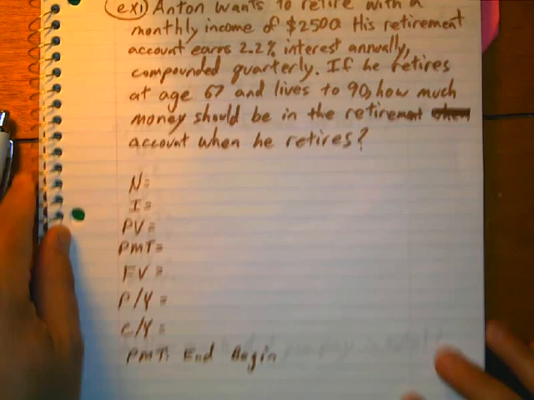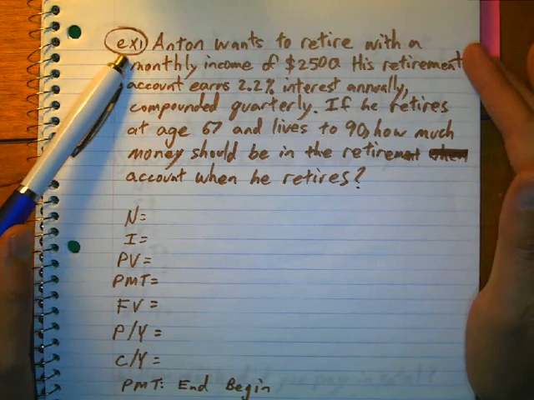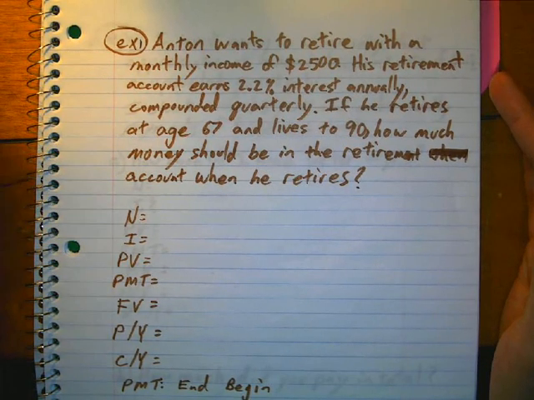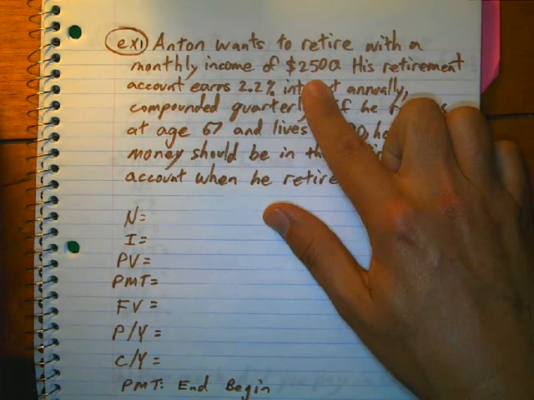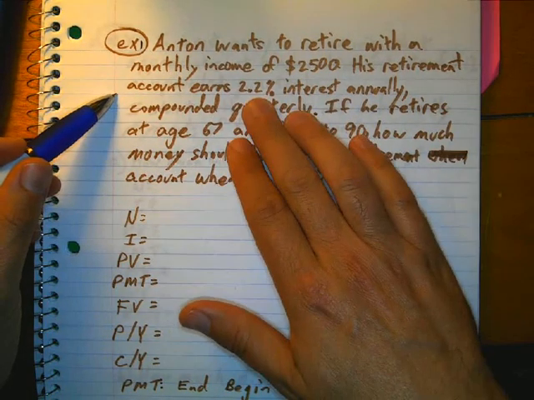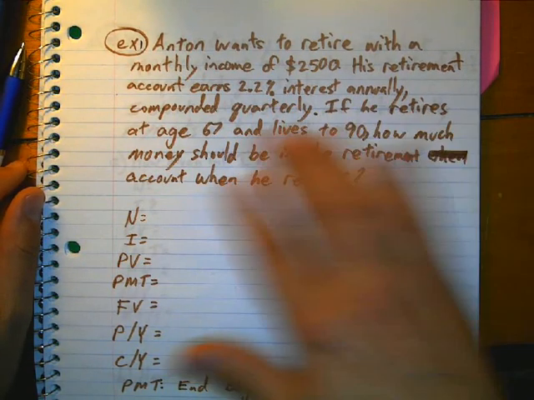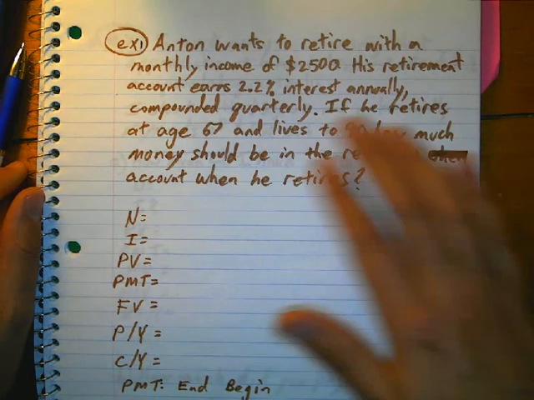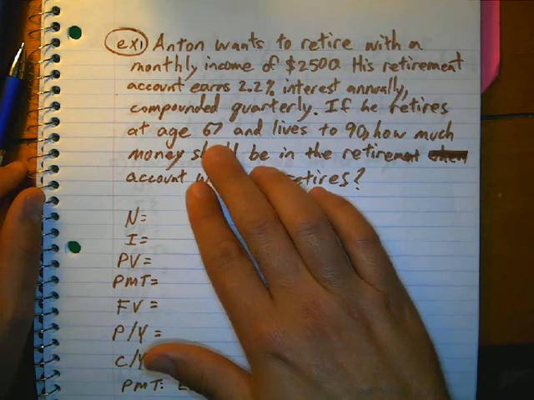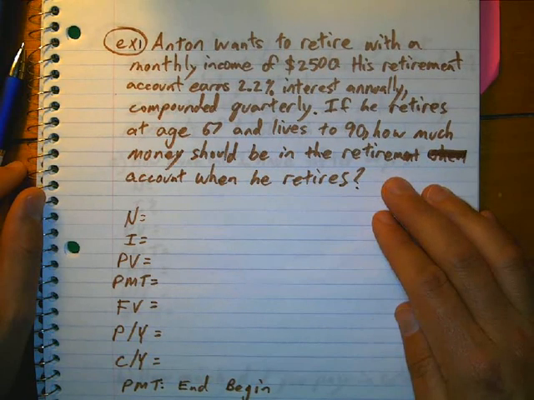Okay, you might want to hit pause and copy this down. Anton wants to retire with a monthly income of $2,500. His retirement account earns 2.2% annually, and it's compounded quarterly. If he retires at the age of 67 and lives to be 90, how much money should be in the retirement account when he retires?